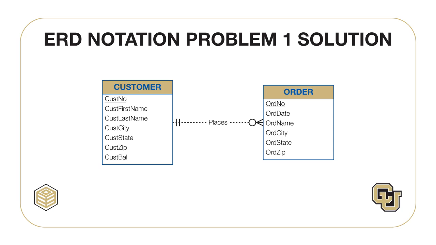All data types should be variable length character strings, that is varchar, except for cust number, ord number, and ord date. Cust number and ord number should be integer. Ord date can be either date or timestamp.